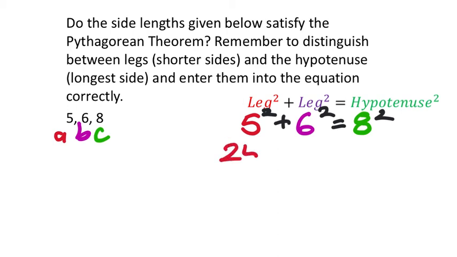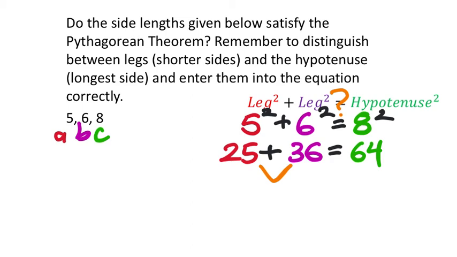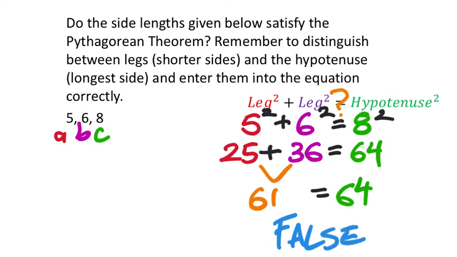5 to the power of 2 is 25. 6 to the power of 2 is 36. You can always use your calculator for these as well. 8 to the power of 2 is 64. Let's add these together and see if it actually is equal. So 25 plus 36 is 61. Now, this is pretty close, right? 61 is pretty close to 64. But no, they are not actually the same. So this is false. Oh, gotta learn how to spell better. False. Since that is false, this does not satisfy the Pythagorean theorem or make a right triangle.